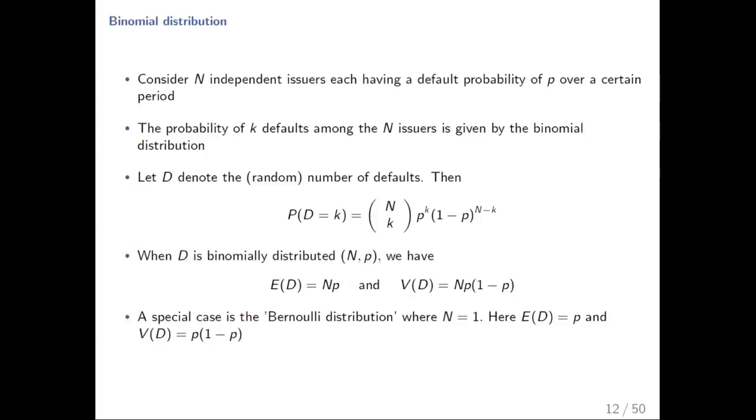So when the probability of default is equal to a half, we say that the variance is maximized. This is when the entropy of the distribution is largest, when the probability of default is equal to a half.